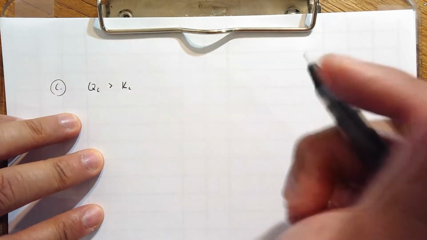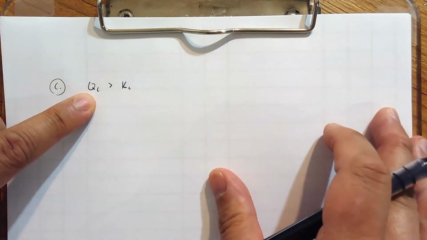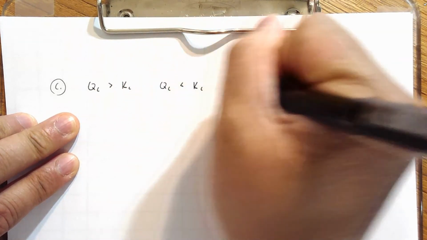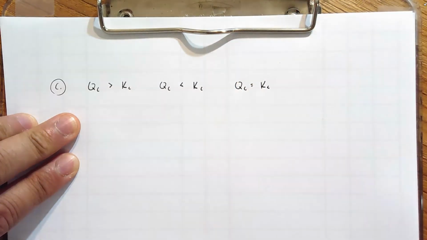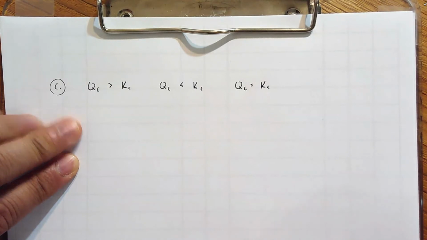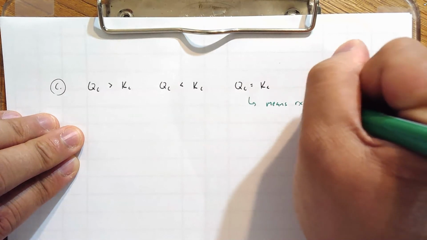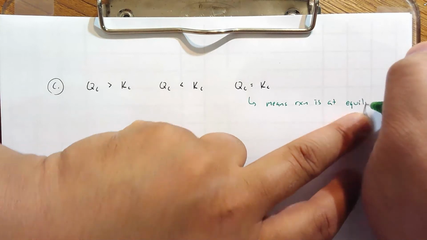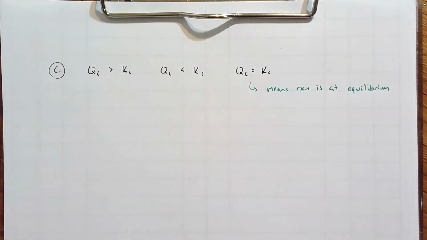Then you can figure out, well, if we have an initial concentration, Qc, what does it mean if Qc is greater than Kc? What does it mean if Qc is less than Kc? And I think we already know what it means when Qc is equal to Kc. That means the reaction is already at equilibrium. But what about these two indicators?